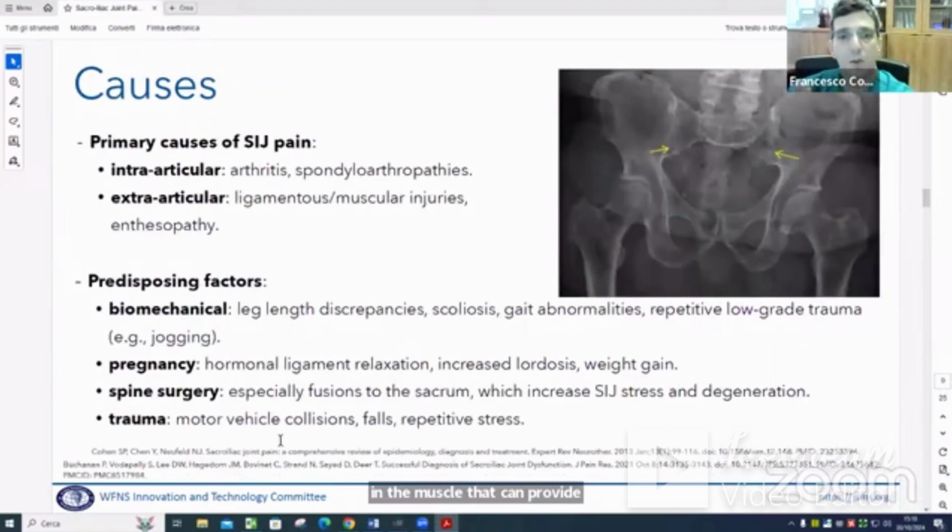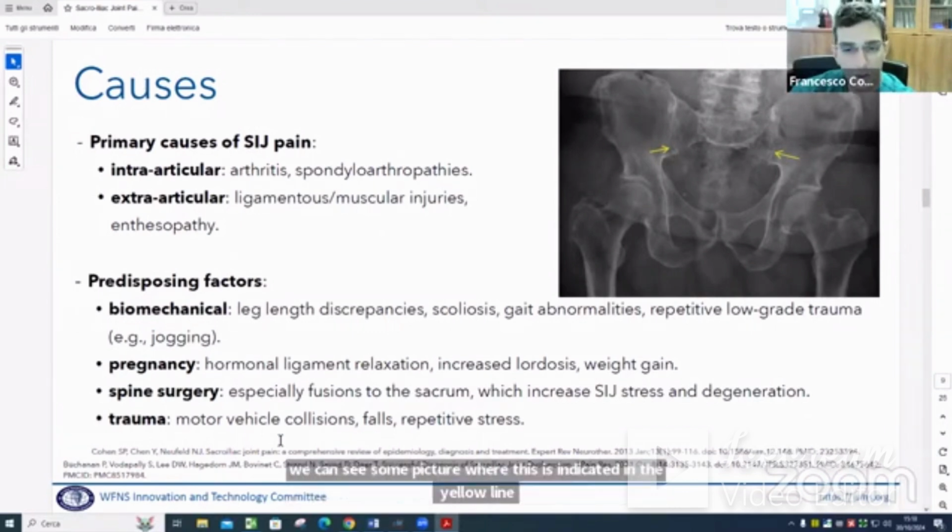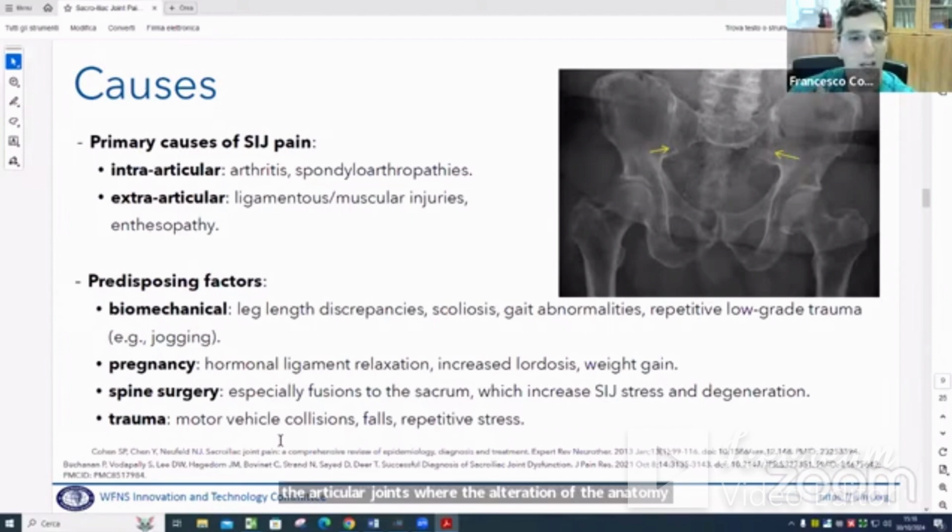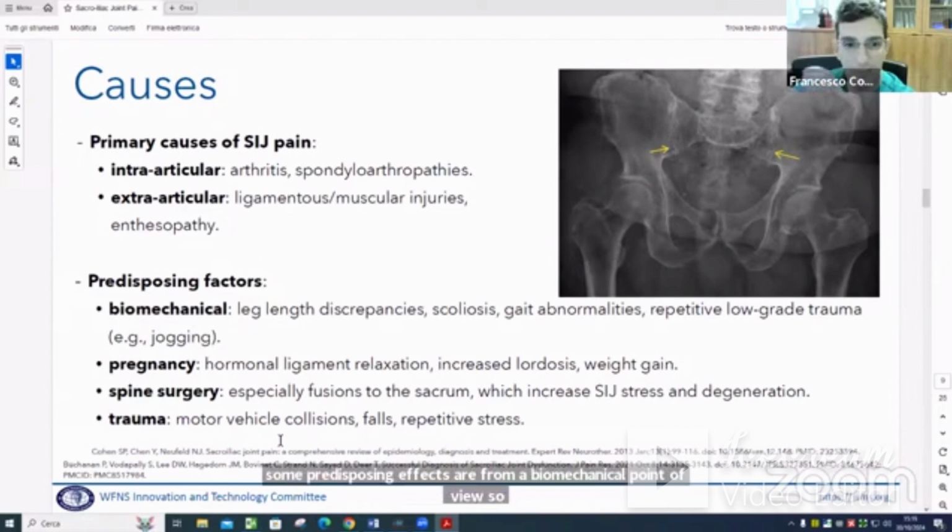Again, we can see some pictures where this is indicated by the yellow line, the articular joints, where alteration of the anatomy can provide some dysfunction. Some predisposing factors are from a biomechanical point of view: a discrepancy of leg length, scoliosis, gait abnormalities, and pathologies can create distress of these joints.